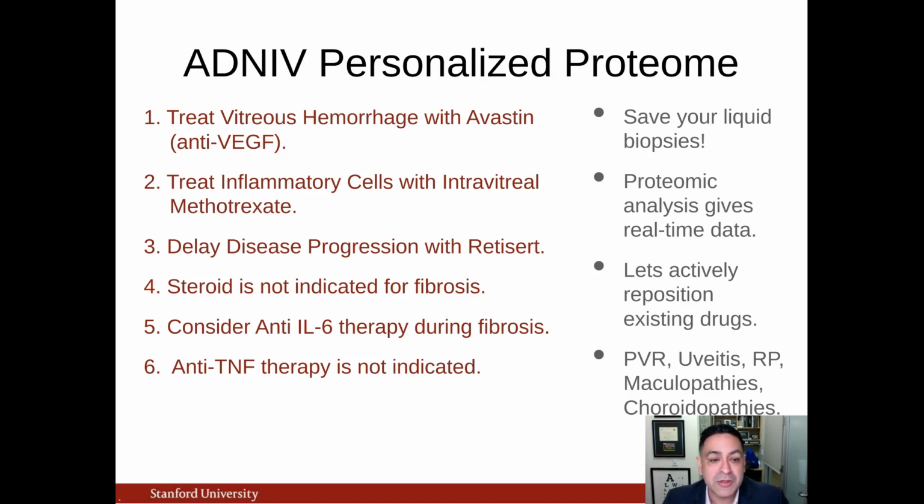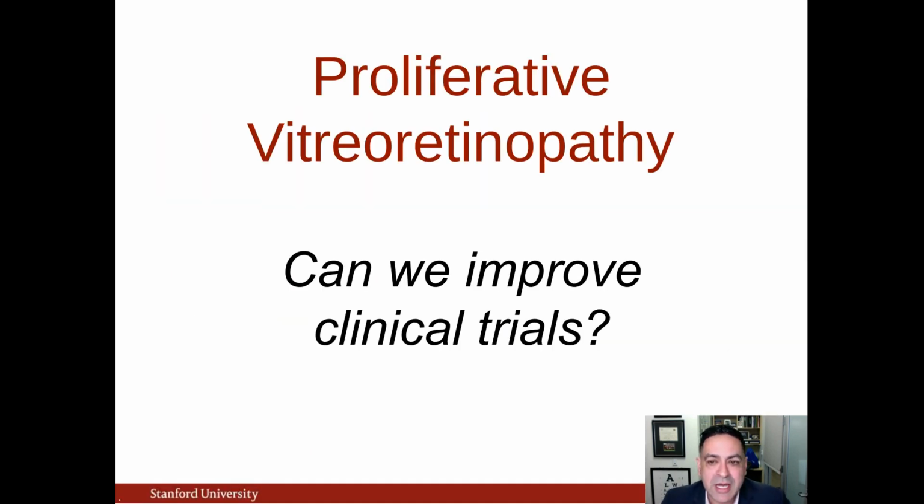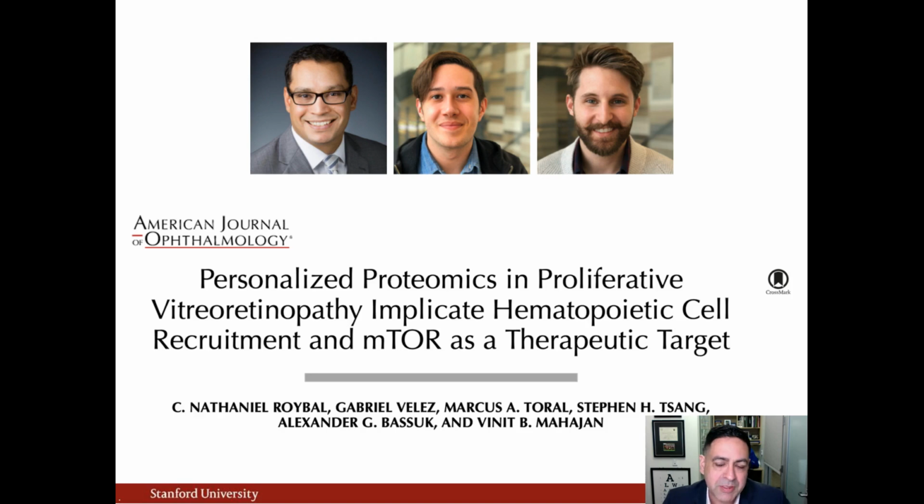Now, I'm going to show some other examples in some additional diseases that are not genetic diseases and how we've been looking at using proteomics. So there's something called proliferative vitreoretinopathy. This is severe intraocular fibrosis, very difficult to treat. There have been several clinical trials, but we really haven't figured out how to treat this. And so can we use proteomics to actually improve our clinical trials? This was published a few years ago. These are photos of some of the fellows and graduate students working on the project.